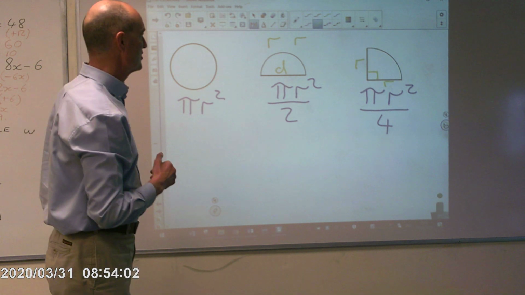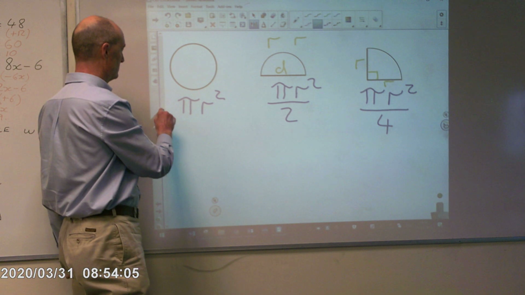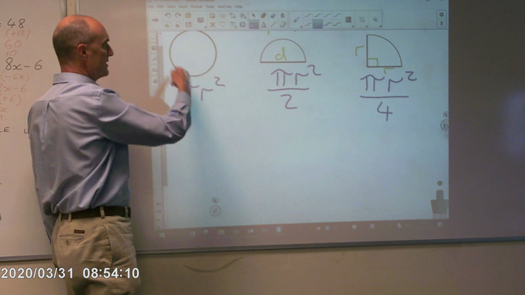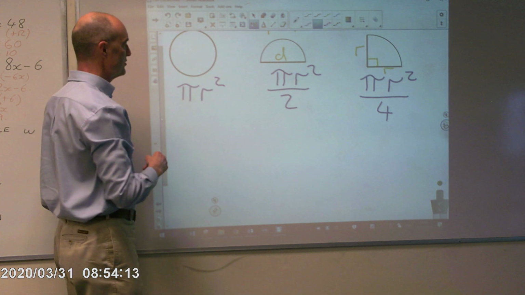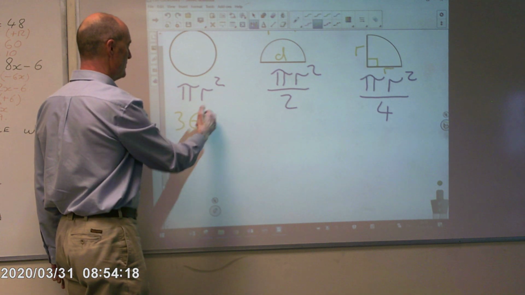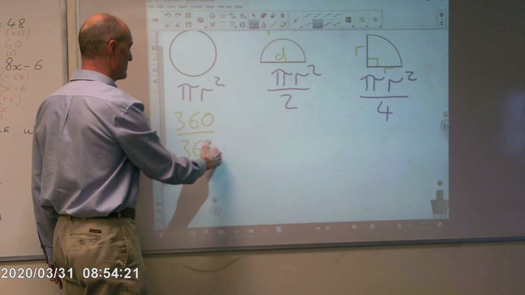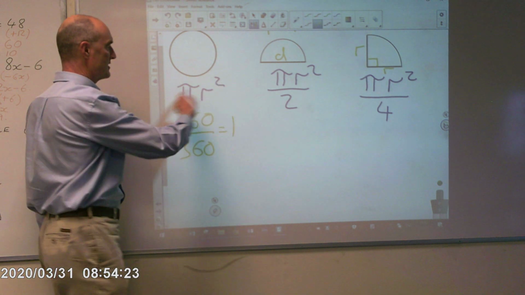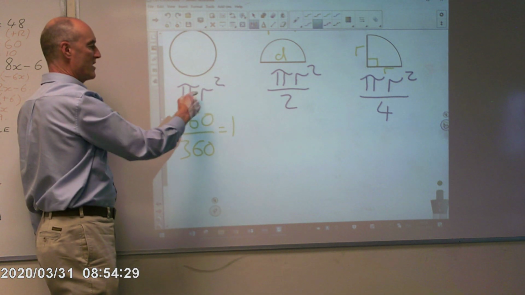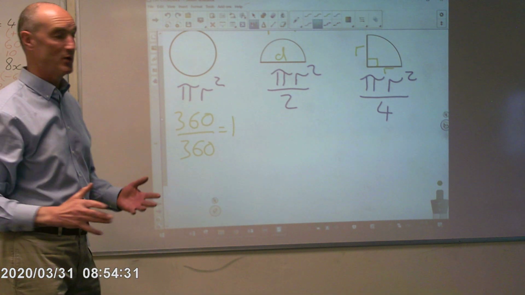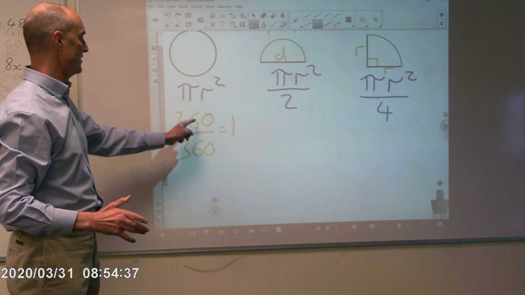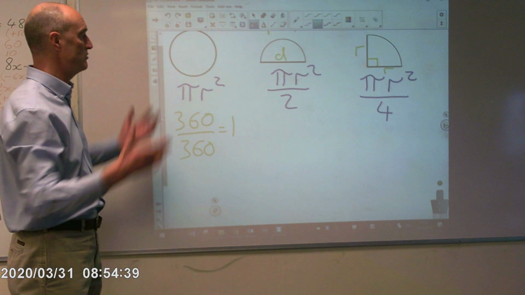Let's just consider this in a slightly different way though. Consider the number of degrees you've got in here. You've got 360 degrees. So we've got a whole circle, so 360 divided by 360 gives me 1. So we keep our value of the area of the circle, pi r squared. We're not changing it. We're not giving a fraction of the circle, it's the whole circle, it's just 1. 360 degrees divided by 360 degrees, we're using all the circle.